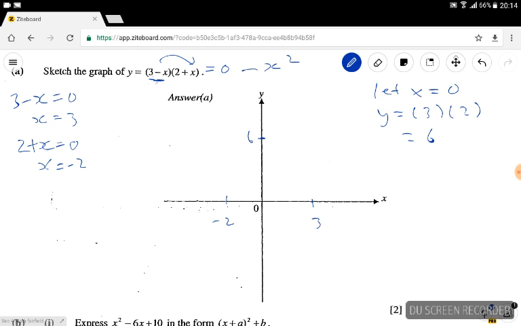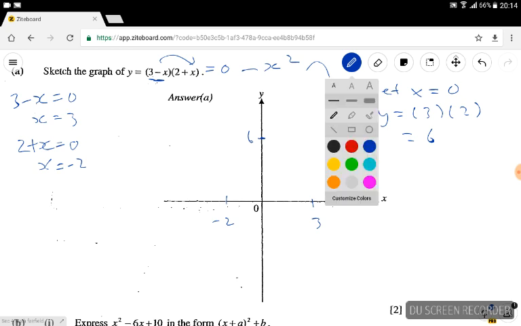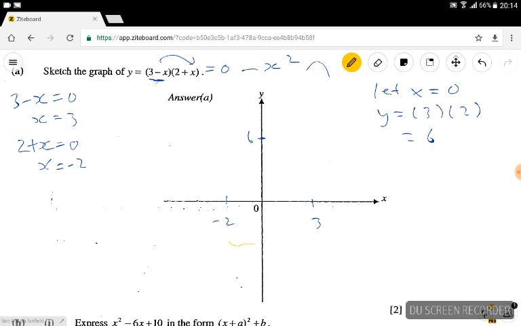Next, where is the highest point? Because it's N shape, where is the highest point? Where's the midpoint? Or rather, where is the mirror image, the line of symmetry? The middle. What's the gap between minus 2 and 3?